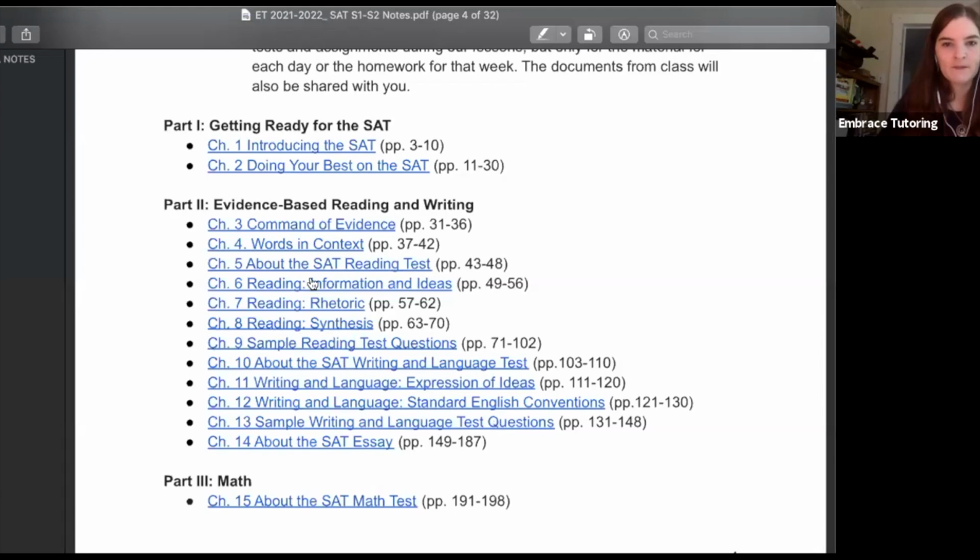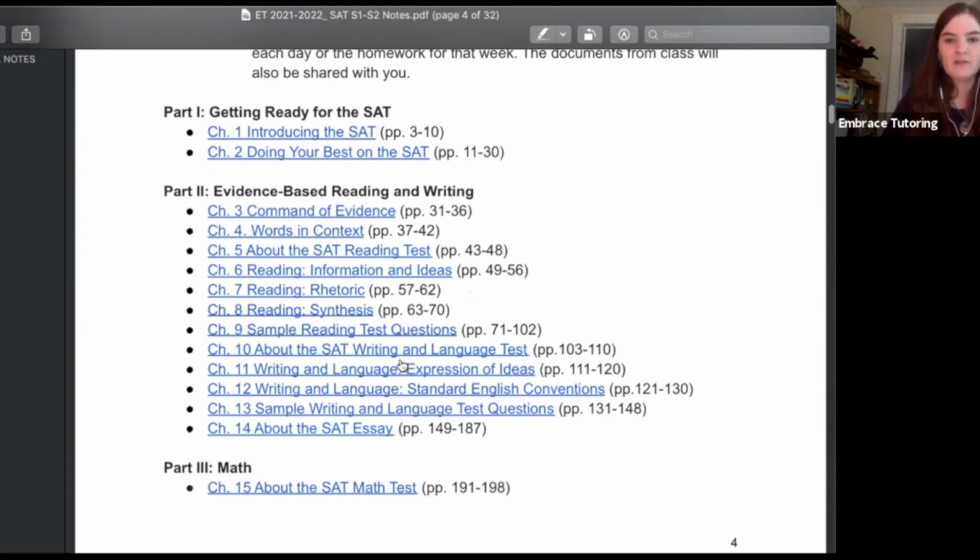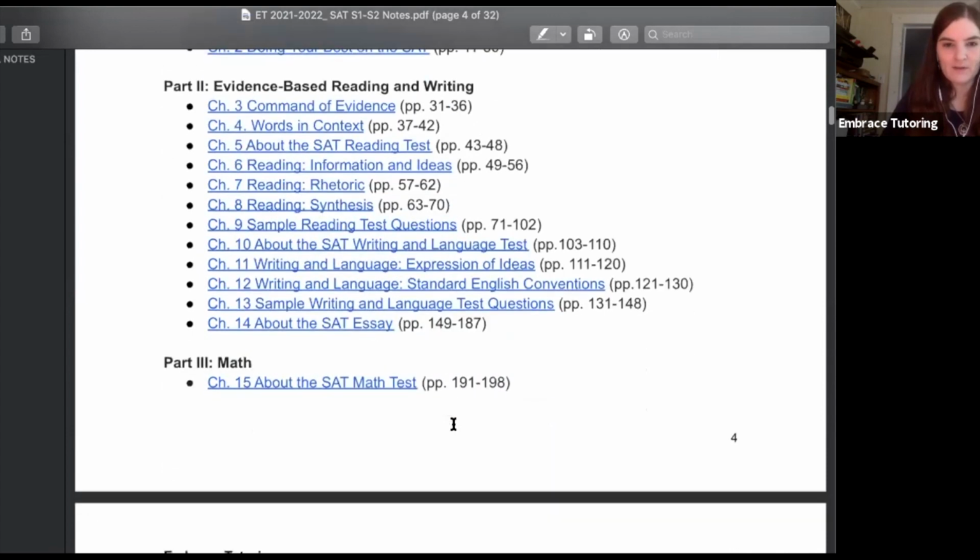Okay, so they break down the information, ideas, rhetoric, and synthesis, which were the core categories of questions for the reading test. Whereas with the writing and language test, it's expression of ideas, standard English conventions, etc. So those are the core writing and language type questions you'll see.